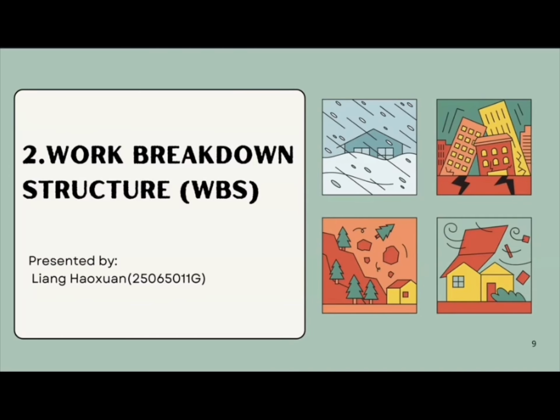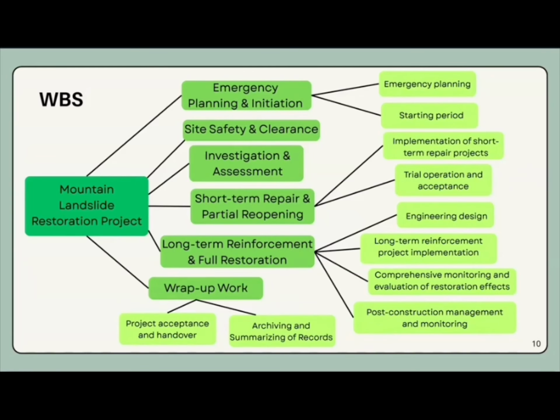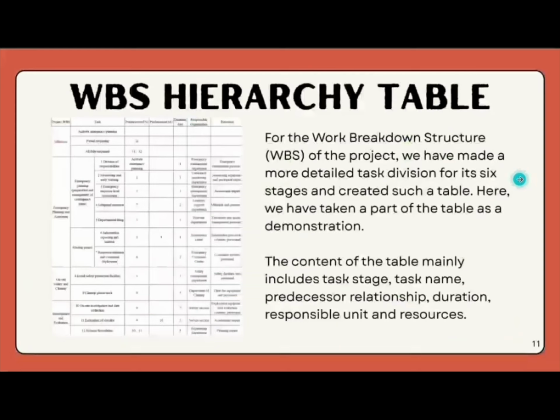I will present the contents regarding the work breakdown structure. To achieve rapid response implementation and risk control for the emergency public safety project, we have conducted a work breakdown structure for the project. According to the project requirements, we have divided the task into 6 stages. At the same time, the tasks of each stage have been classified by level. For the work breakdown structure of the project, we have made more detailed task divisions for its 6 stages and created such a table. Here we have taken a part of the table as a demonstration.